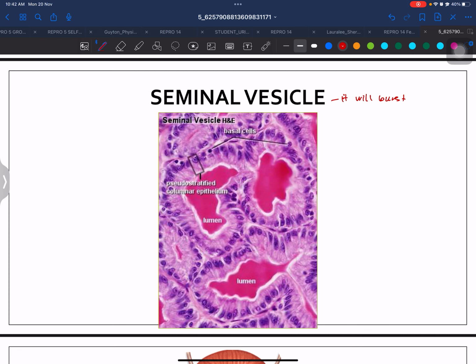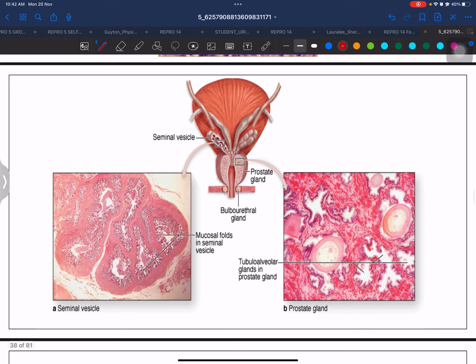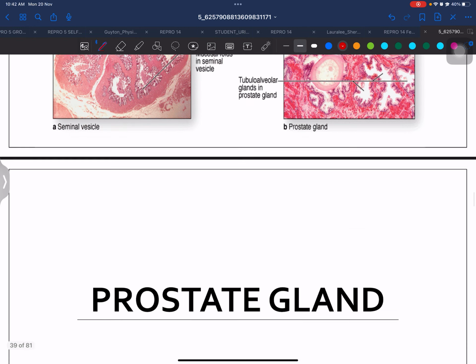So this one, to compare, these are the seminal vesicles. These are the prostate glands. So ni pun adalah structure yang look alike, histology yang look alike. These are the seminal vesicles. These are the prostate glands. Okay, boleh?